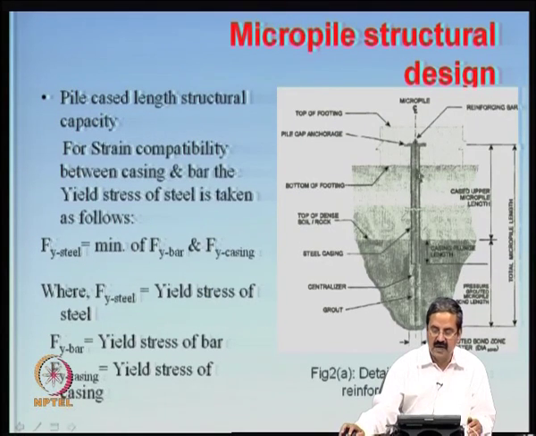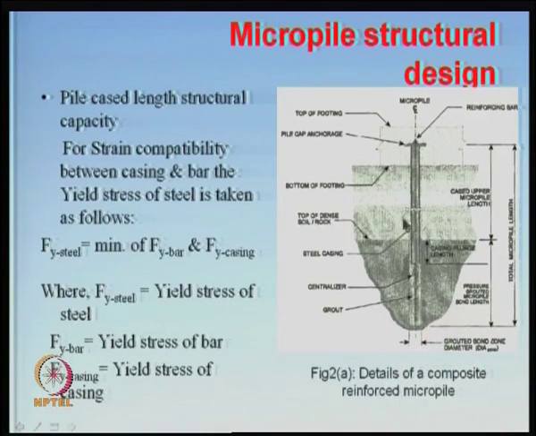in the case where you have a casing here as the main member, what we do is assume the yield stress. So we assume some sort of strain compatibility between the casing and bar, and the yield stress of the steel is taken as Fy steel, the minimum of Fy bar and Fy casing.